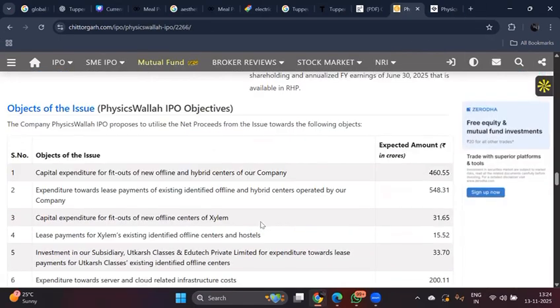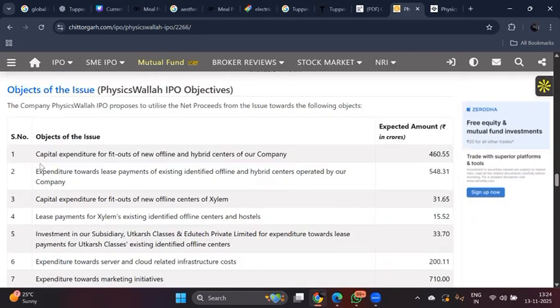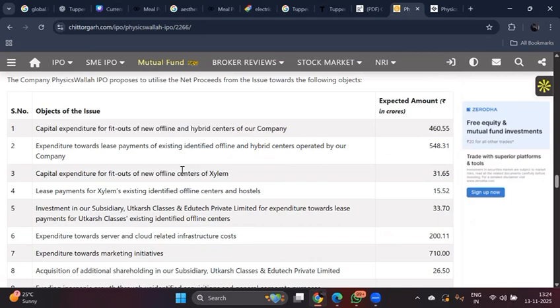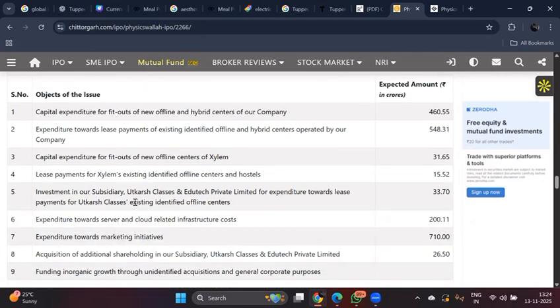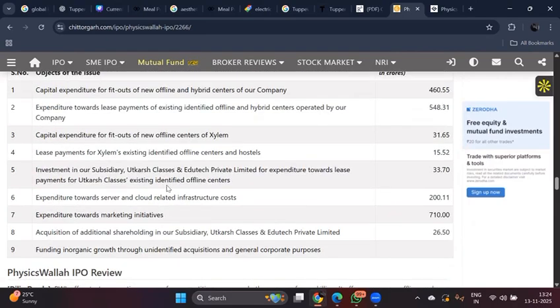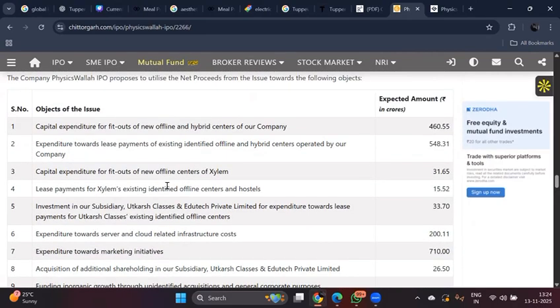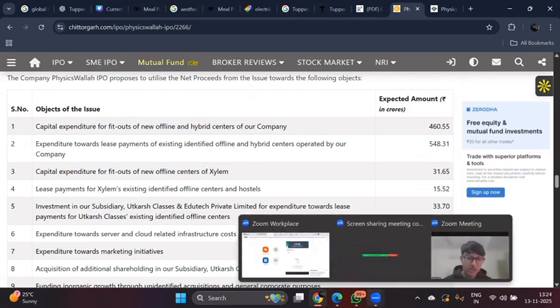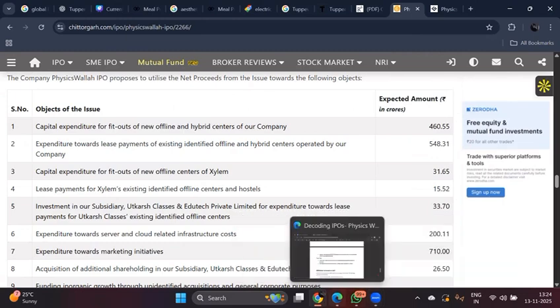If you look at the objectives of the issue, you can see here the maximum is capital expenditure for new offline centers, then expenditure towards lease payments, capital expenditure for fit outs, then lease payments, investment in subsidiaries, expenditure towards server and cloud related infrastructure costs. So the majority of this IPO is going into the growth and expansion of the company, which is a good thing in the long term because the company may attain a greater market share, good profitability, and the share prices will rise eventually. So for long-term investing, the company shows good signals.